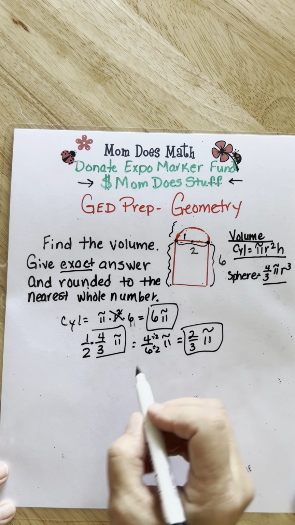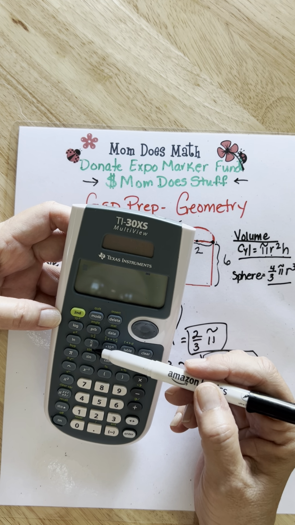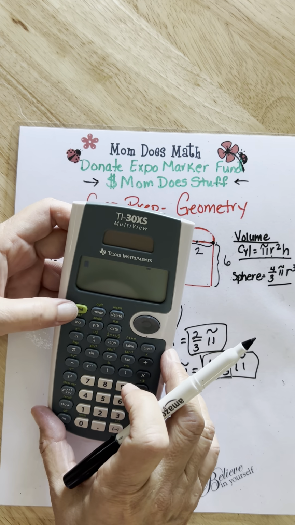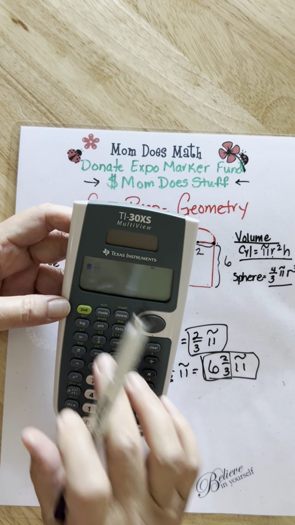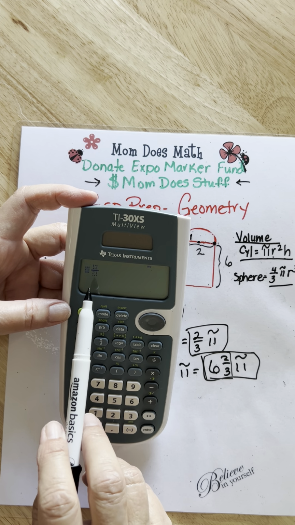So how do you change this to a rounded whole number? Well, we're going to have the calculator for that. This would be a higher level problem. So we're going to enter 6 2/3 pi into the calculator. Now your mixed number button is right up here in green. It's above the fraction button. So hit the second to get the green button. And then you'll see you have the diagram for a mixed number.